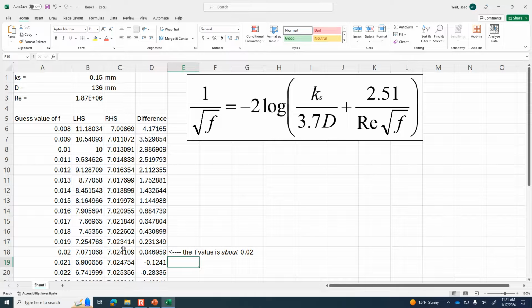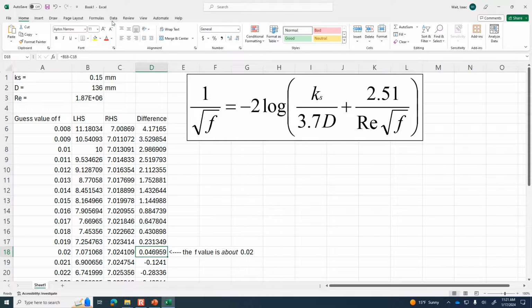So how could we find out exactly what the F value is? What's our objective here? It's for the difference to be equal to 0. So how can we find precisely what the F value is? Goal seek. Yeah, goal seek. And so you're right. What would be our objective in applying goal seek? We want this to be 0 by changing the guess of the F value.